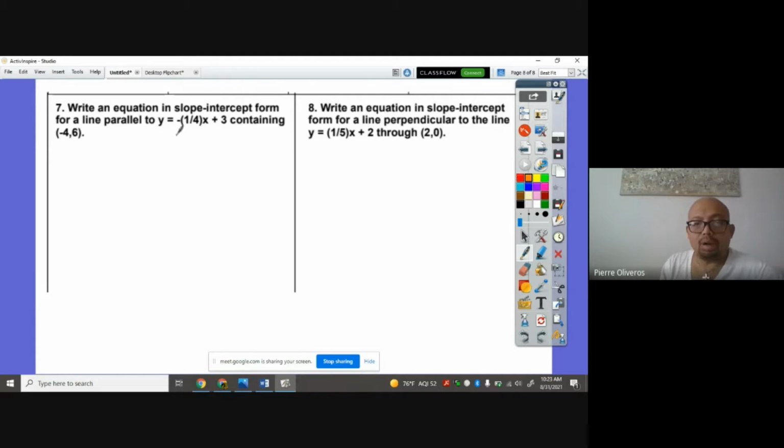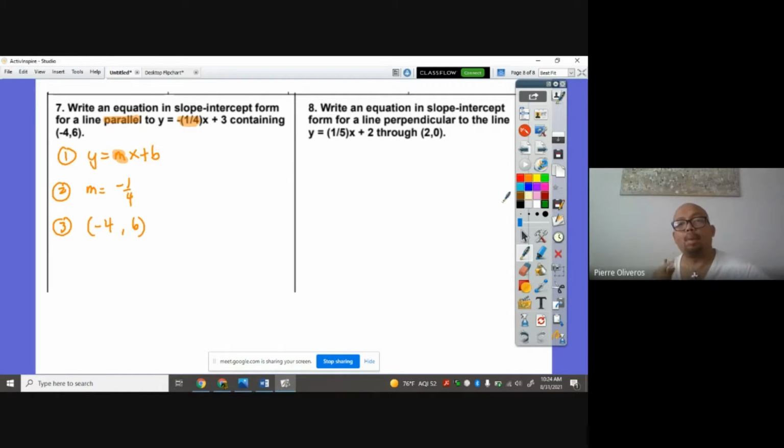So how do we do it? First, number one, we know we're going to solve for y equals mx plus b. That's the question. Number two, we know that the m is going to be negative 1/4 because they've got to be parallel. Parallel means they have to have the same slope. So my slope that I'm going to use is negative 1/4. And number three, I know that the answer needs to contain negative 4 comma 6. Those are the things that I need to do. And for me to answer it, I just need point slope form.